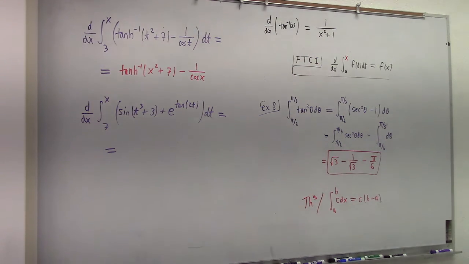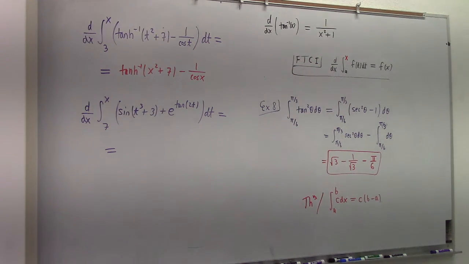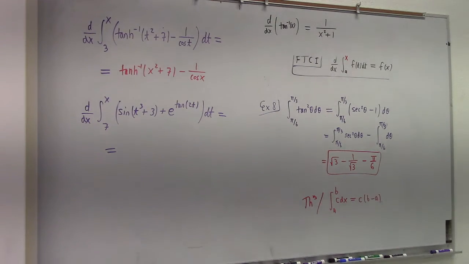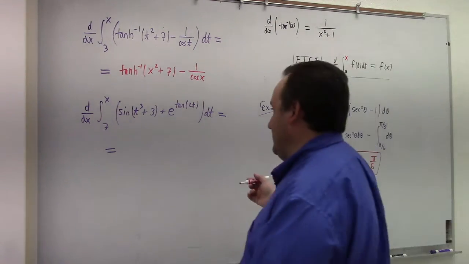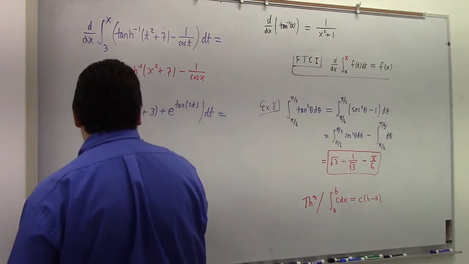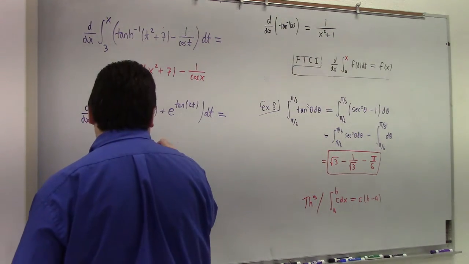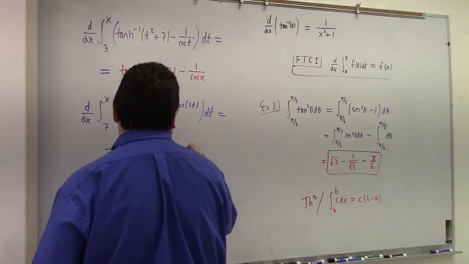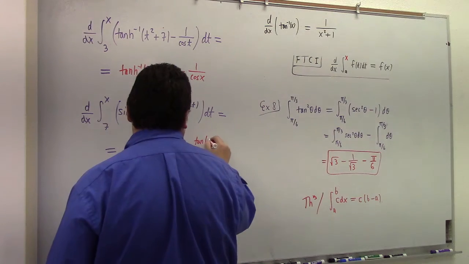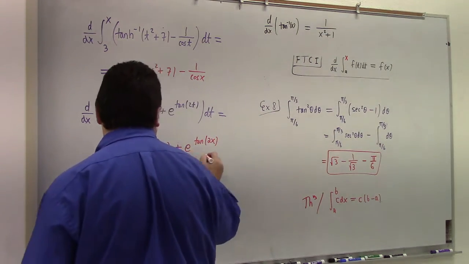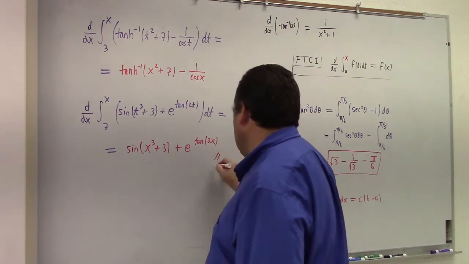You should be like, really? This is too good to be true. It can't be this simple. It is this simple. It really is. So here we have sine of x cubed plus 3 plus e to the tangent of 2x. Pop. Done.